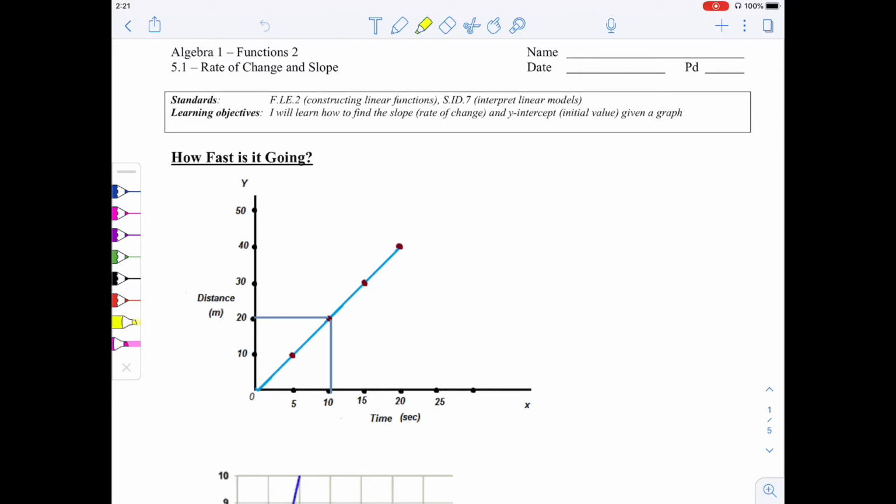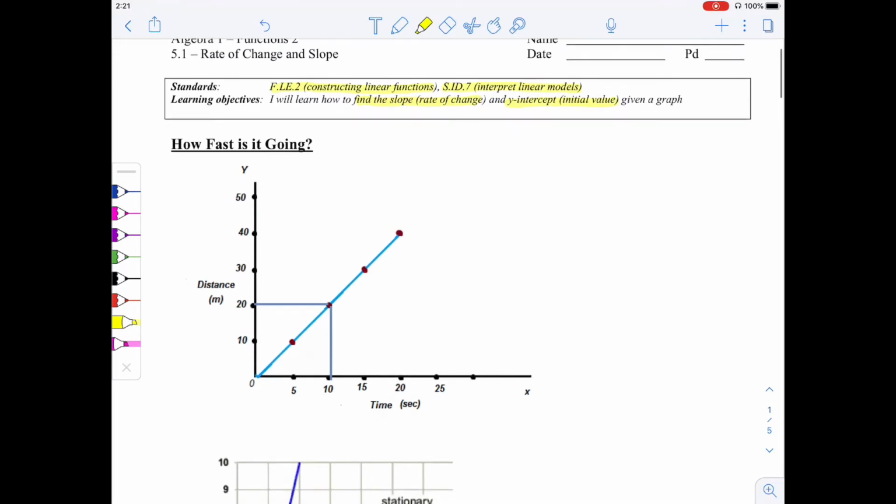So today we're going to go over two standards, FLE2, which is constructing linear functions, and SID7, which is interpret linear models. And today we're going to learn how to find slope, which is your rate of change, and your y-intercept, which is initial value, given a graph. Okay, so let's look at the first one.